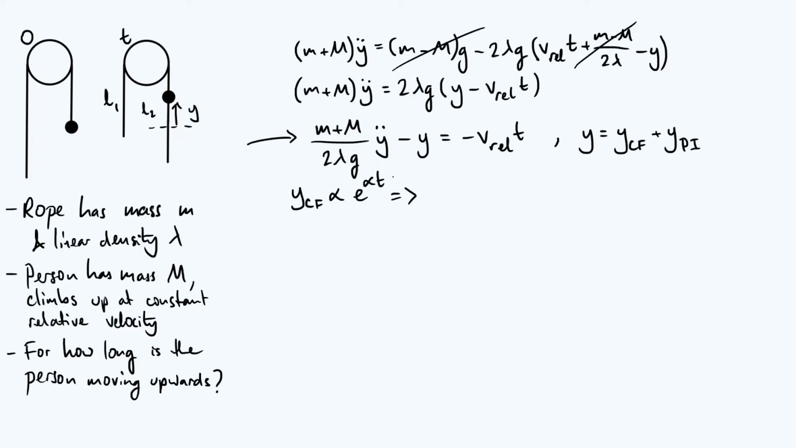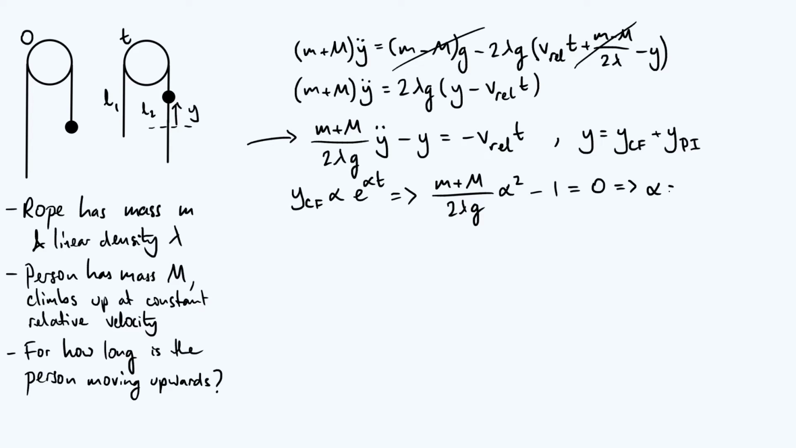So if I take that, substitute it into our differential equation, but set the right-hand side equal to 0 because it's the complementary function, you get (m plus M) over 2 lambda g times alpha squared minus 1 is equal to 0. And I've sort of implicitly divided everything by e to the alpha t because it's not 0, so you can divide through by that. So then we can just solve this equation for alpha. That's fairly straightforward to do.